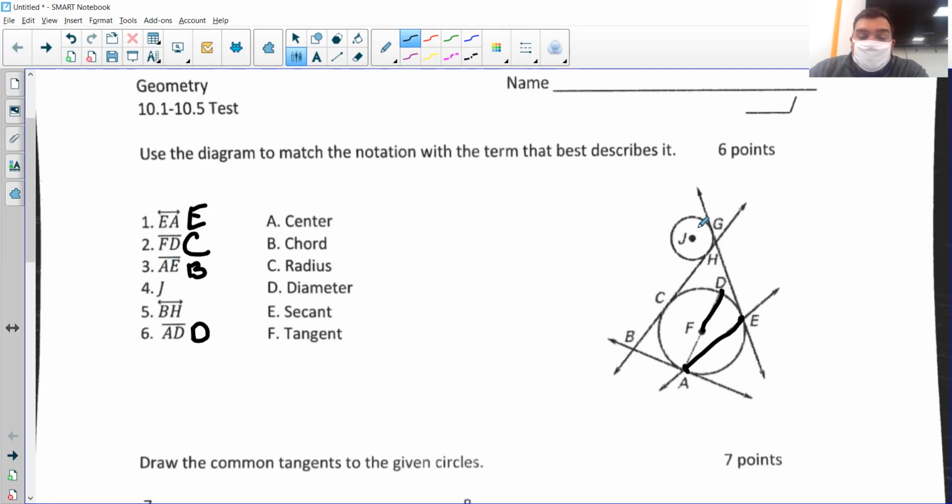J is a point in the middle of the circle, so the center. And then BH is this line right here. It's a tangent because it hits the circle only once, right at the edge, like that. So that's tangent. And the last one's diameter.